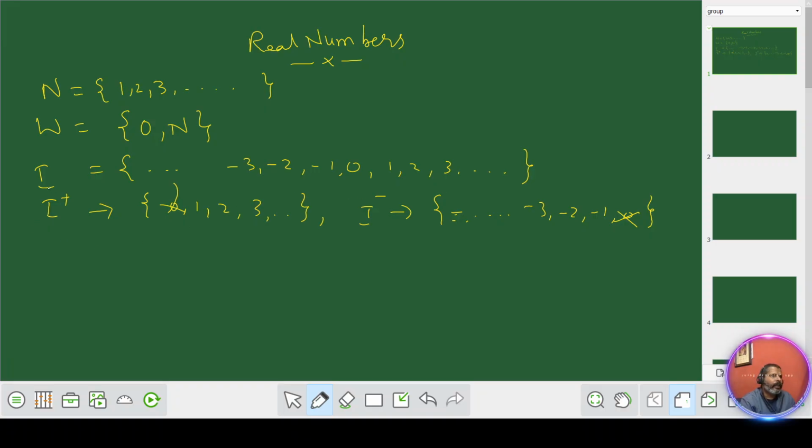Integers are also represented with the letter Z. So Z plus or Z minus.